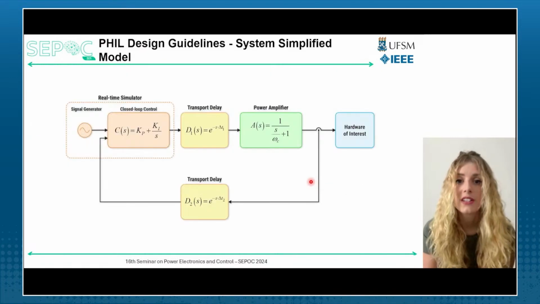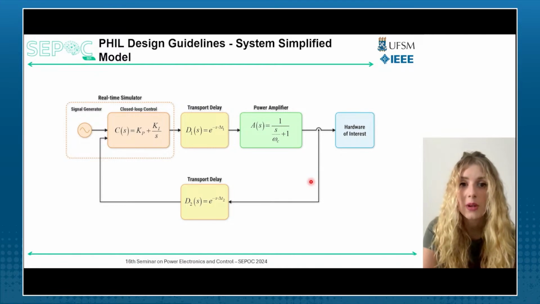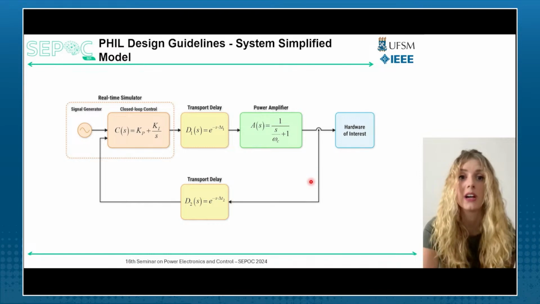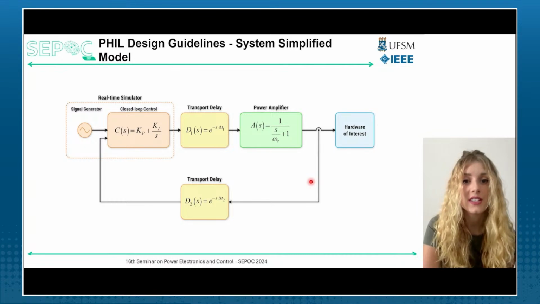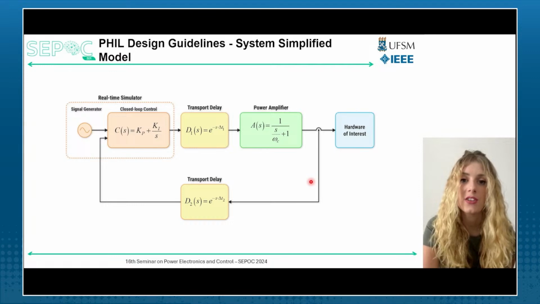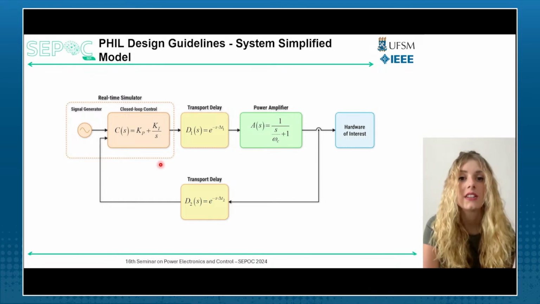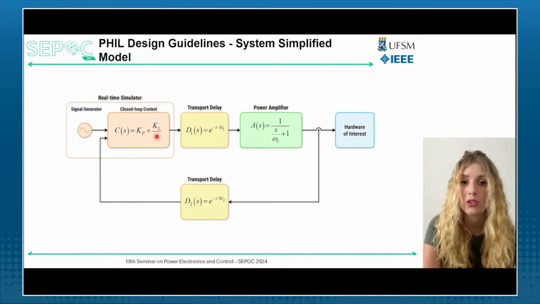So, the previous slide was quite theoretical, so the question is, okay, but how should I do this practically? How should I select my power hardware in the loop setup for my application? In order to determine that, we can use this simplified model of our entire system that you can see on this slide. On the left-hand side, you can see the real-time simulator and the controller algorithm that is executed there. You can see that we have a PI controller.